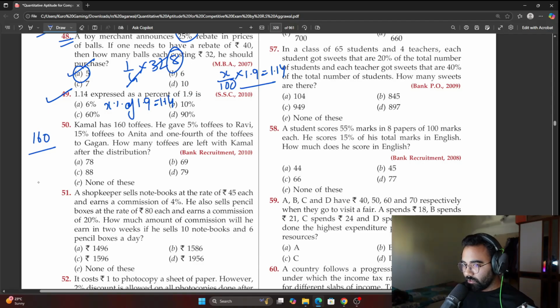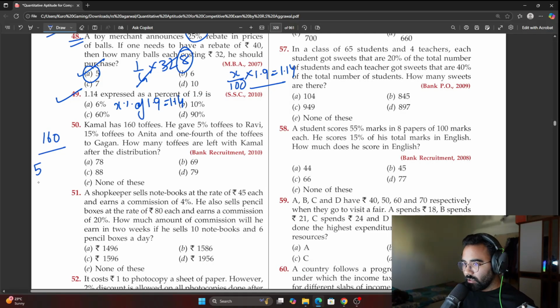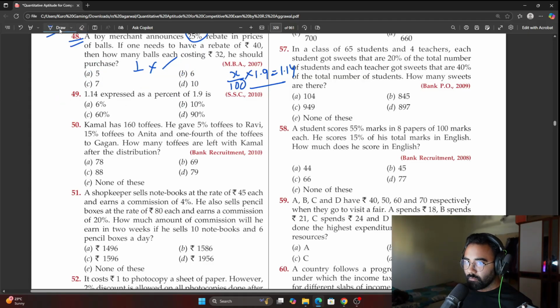Okay, so 5%, if you remember the fraction, it helps. Over here, if you remember the fractional values of percentages, it will help you. Let me just demonstrate that. So 5% can be written as 1 upon 20. So 1 upon 20 is the number of toffees that is given to Ravi. Okay, 15% toffees to Anita. 15 upon 100 into 160 is given to Anita, and 1/4 of the toffees to Gagan. 160.